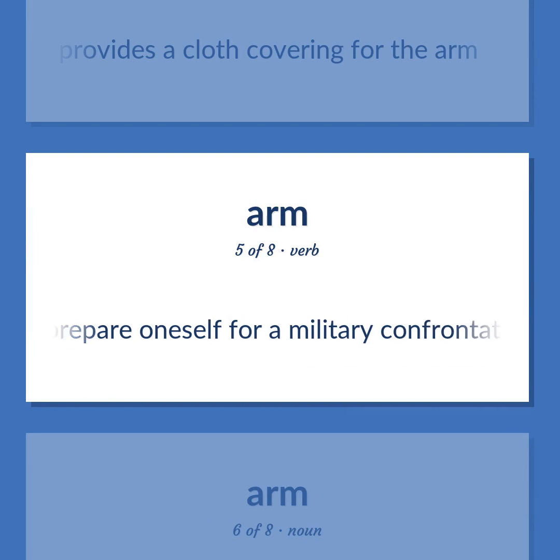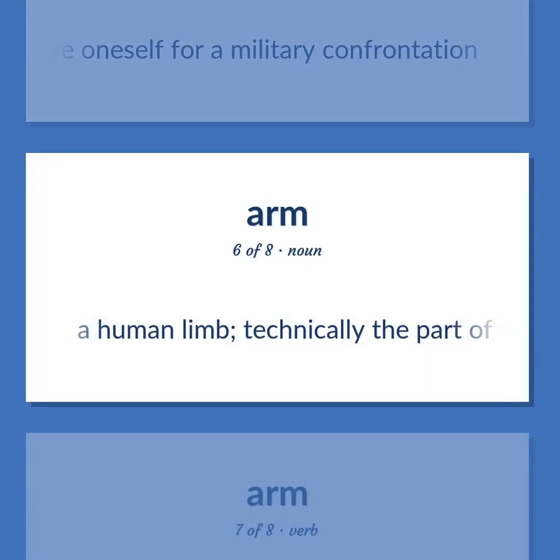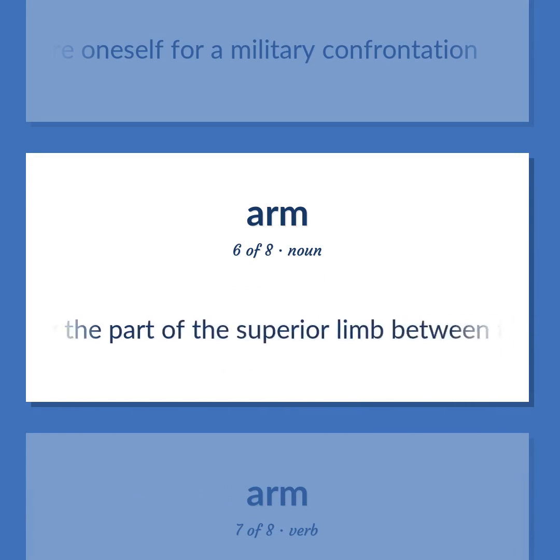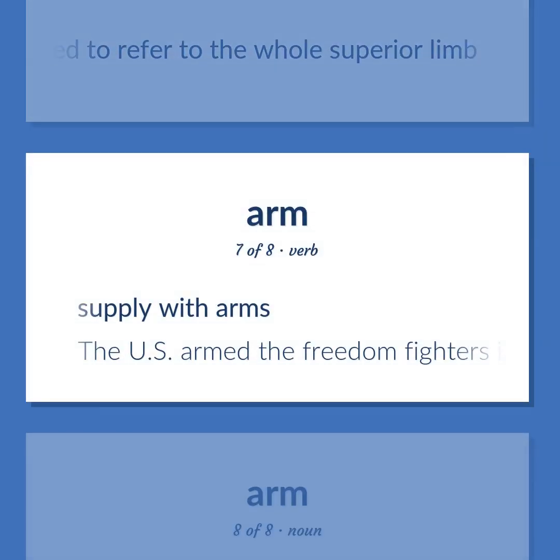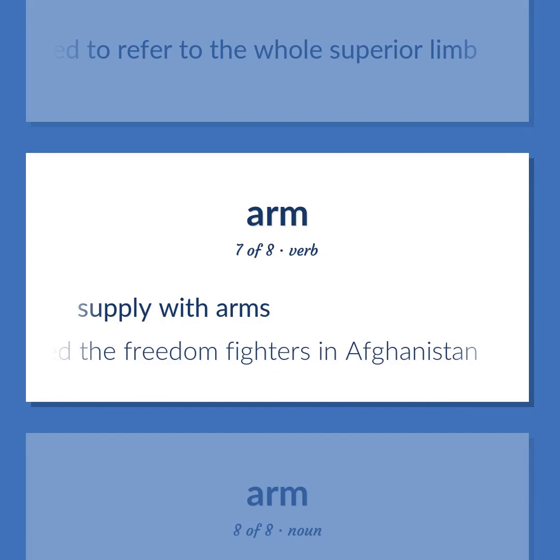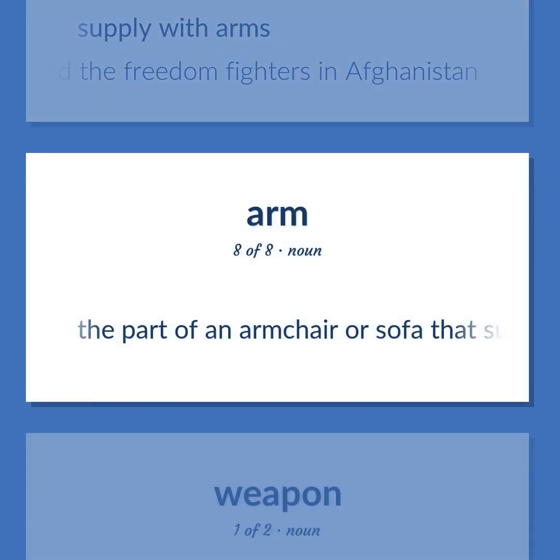Prepare oneself for a military confrontation. A human limb. Technically the part of the superior limb between the shoulder and the elbow, but commonly used to refer to the whole superior limb. Supply with arms. The U.S. armed the freedom fighters in Afghanistan. The part of an armchair or sofa that supports the elbow and forearm of a seated person.